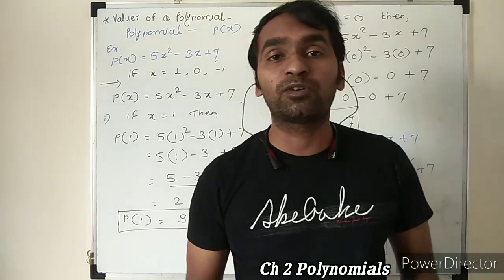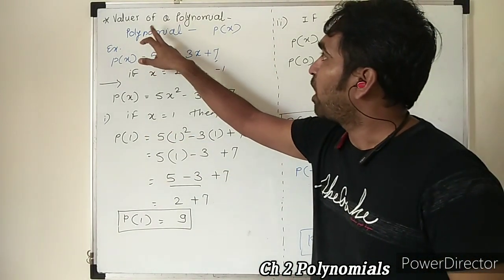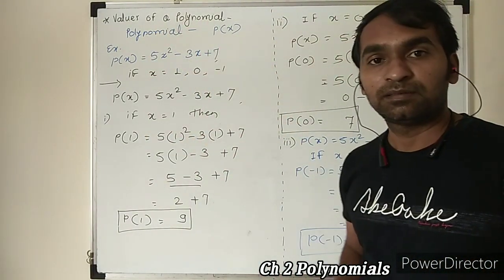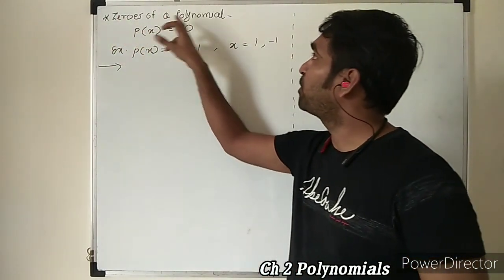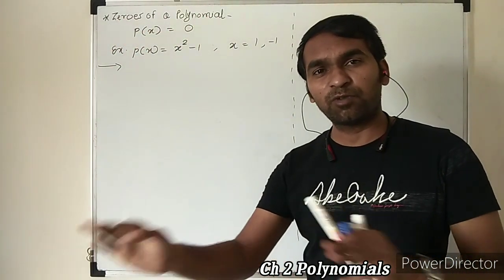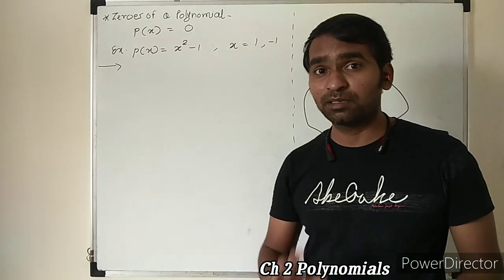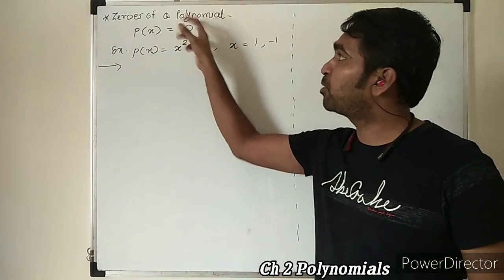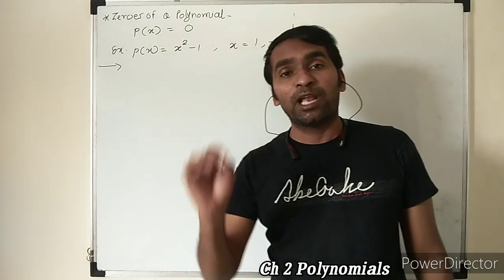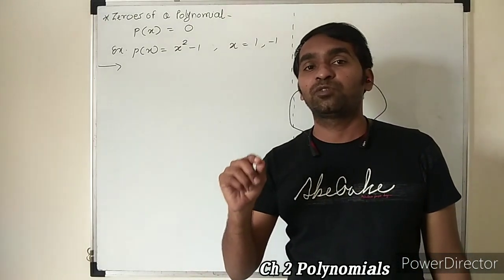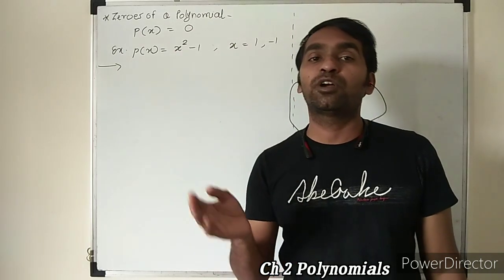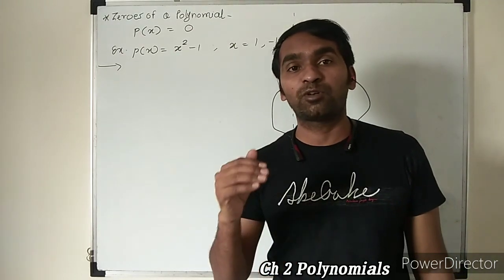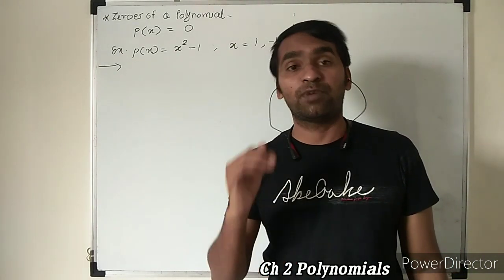This way you have to find the values of the polynomial. Now see the next point, that is zeros of a polynomial. It is similar to the values of a polynomial, but what is the point here? In values of a polynomial, you are given one equation and the x values. You put the values in the equation and find the answers. That is the value.